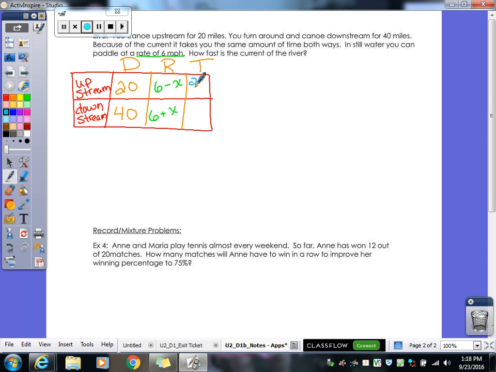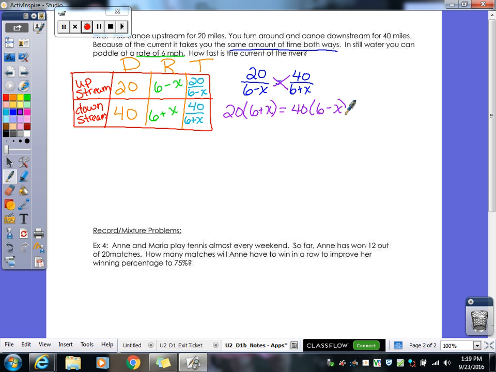So again, our time would be distance over rate. Distance over rate. So then it tells us because of the current, it takes you the same amount of time both ways. So for our equation this time, we're going to take the times and set them equal to each other because they are the same time upstream and downstream. So now we cross multiply. These are like the first kinds of equations we had in the notes last time. So it's going to be 20 times 6 plus x equals 40 times 6 minus x.